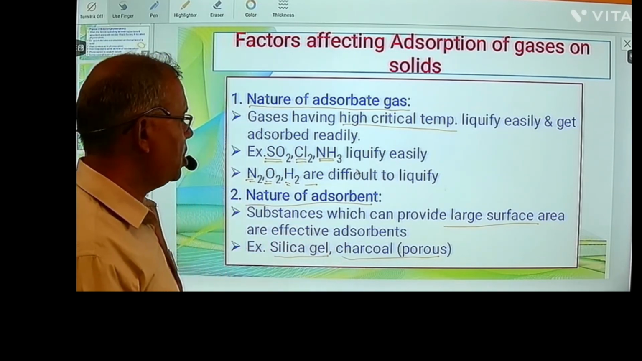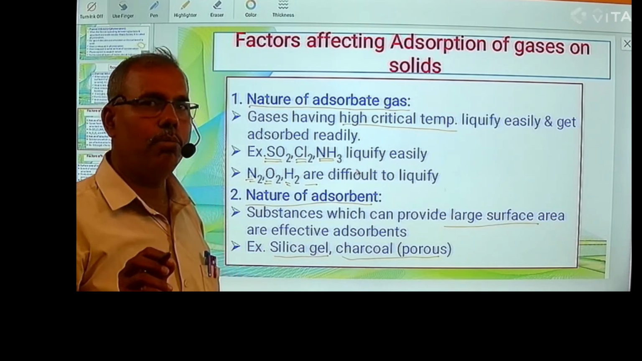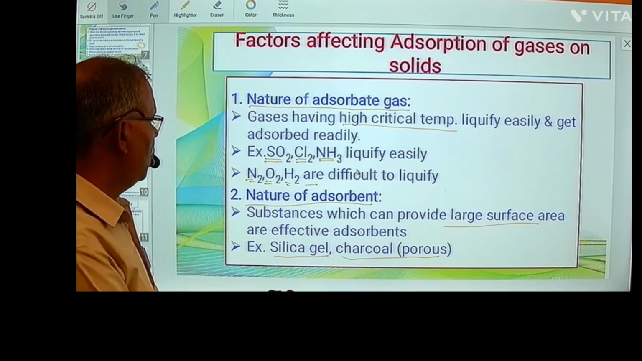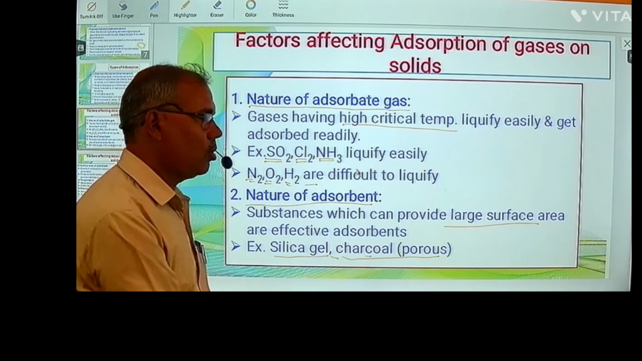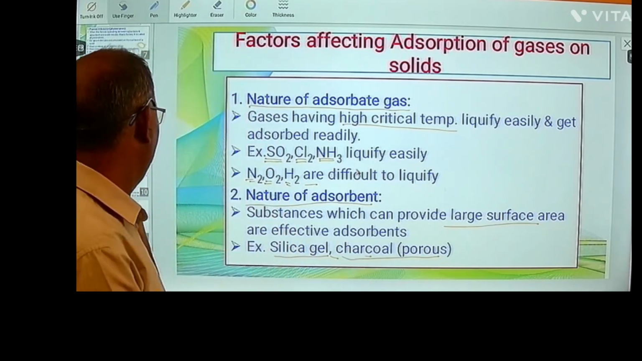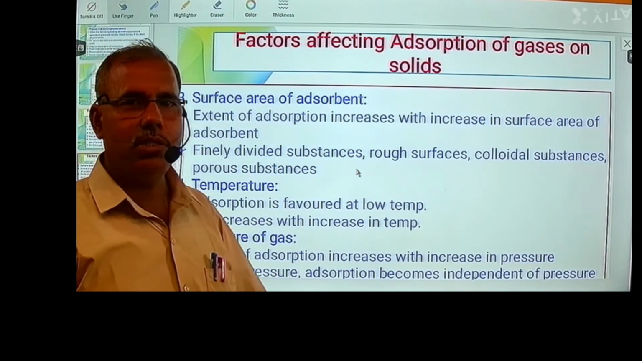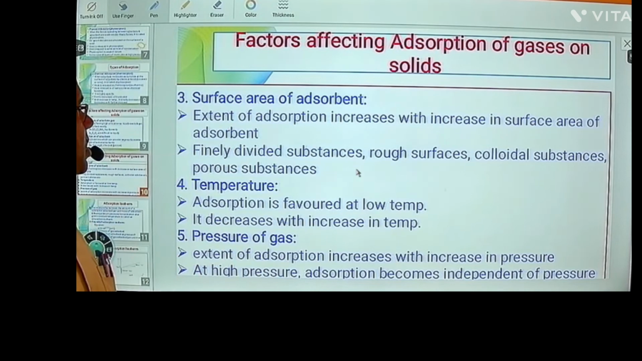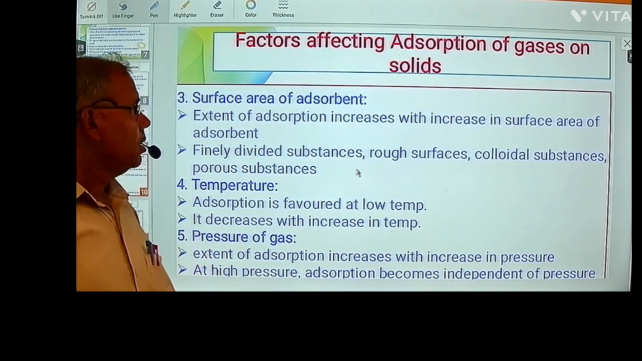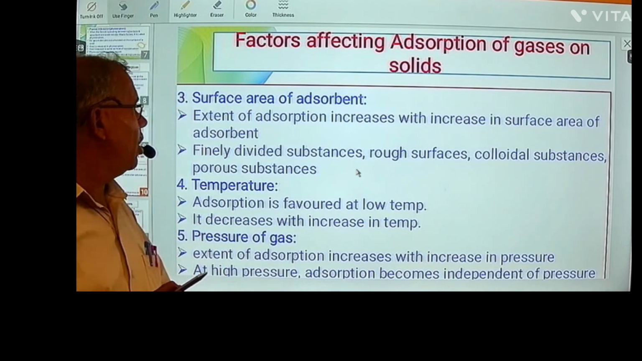And therefore gas particles or liquid particles can also be adsorbed on the surface of silica gel or charcoal easily as well as to a large extent. Then another factor, that is factor number 3, surface area of adsorbent. Extent of adsorption increases with increase in surface area of adsorbent.